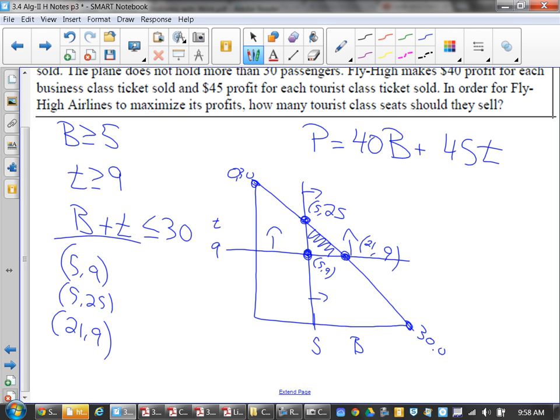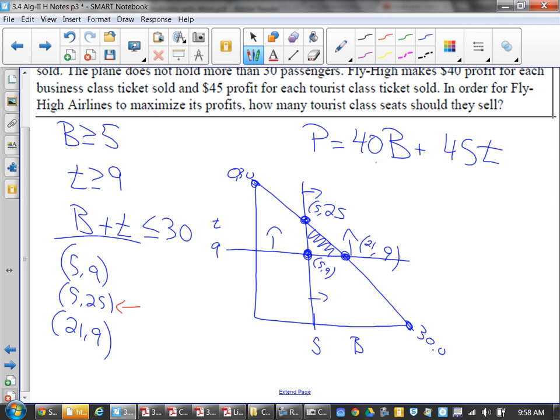It's 5 and 25. So how many tourist seats should they sell? 25. How'd you get 5 and 25? When you substitute them all in, Izzy, you'll notice that this one gives you the maximum value of profit. That's your biggest number for the profit when you substitute into here.